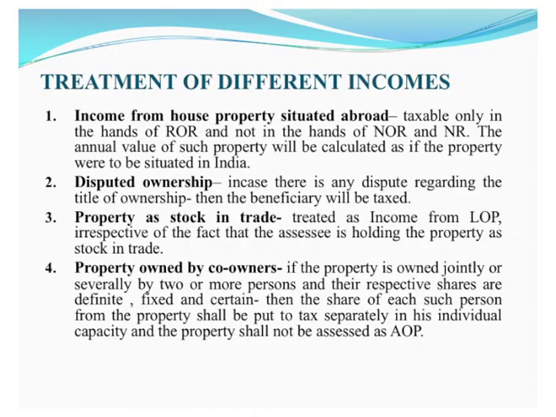Now, let's quickly move on to the treatment of different incomes. Before we work out the problems on the calculation of taxable incomes under house property, let's quickly grasp the treatment of different incomes. 1. Income from house property situated abroad. This property income is taxed only in the hands of ROR, that is resident and ordinary resident, and not taxed in the hands of not ordinary resident and non-resident.